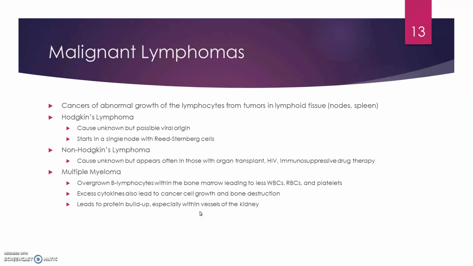We can talk about malignant lymphomas. This is abnormal growth of tumors in the lymphatic tissue. We can talk about non-Hodgkin's and Hodgkin's. The biggest difference I want you to be aware of is that Hodgkin's lymphoma starts in a single node and has Reed-Sternberg cells, versus non-Hodgkin's, which does not start in a single node, does not have the Reed-Sternberg cells, and honestly tends to be a little bit more widespread and harder to treat. Cure rates for Hodgkin's lymphoma are really pretty good, above 90%. Non-Hodgkin's is not quite as good.